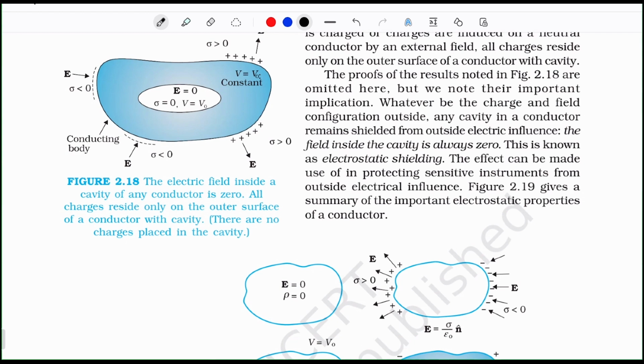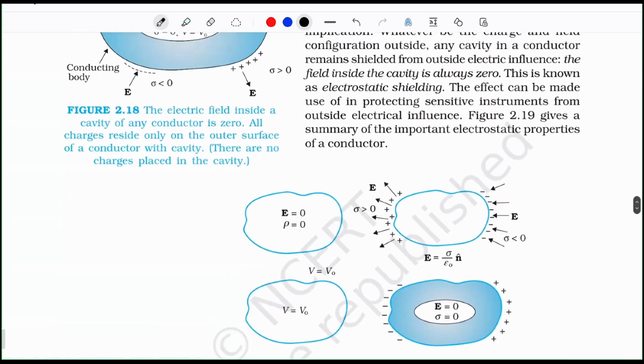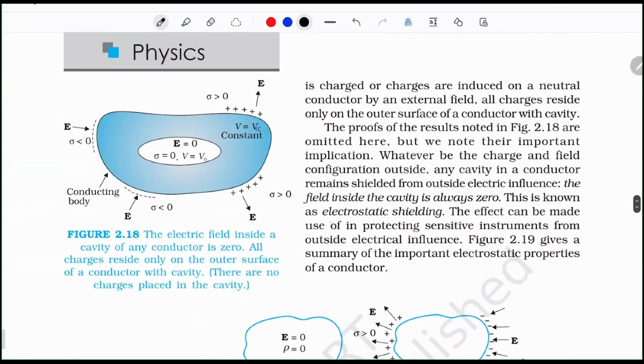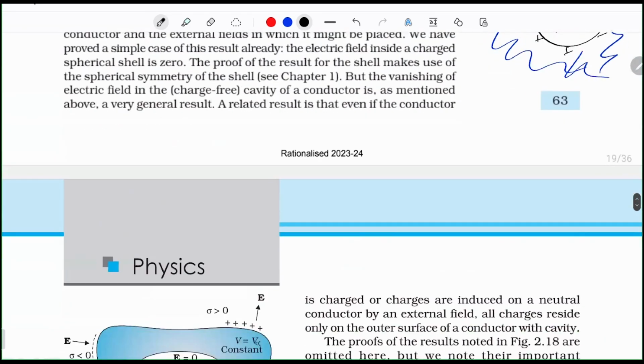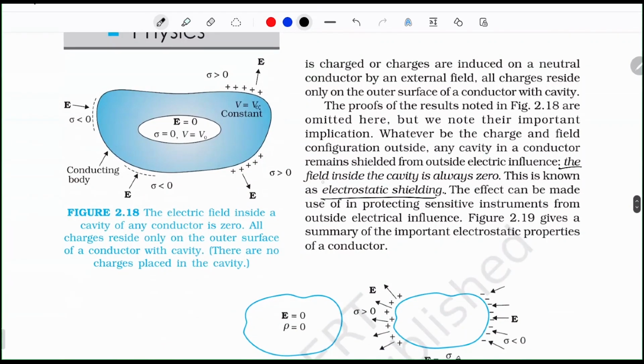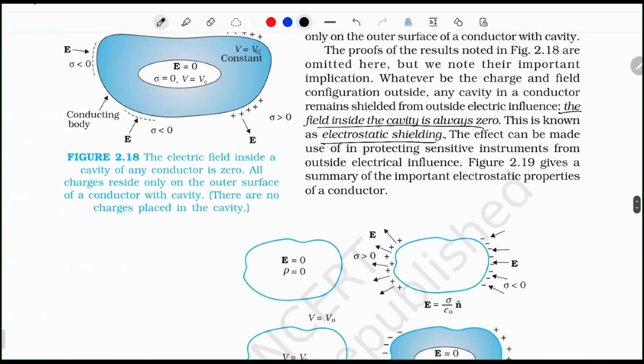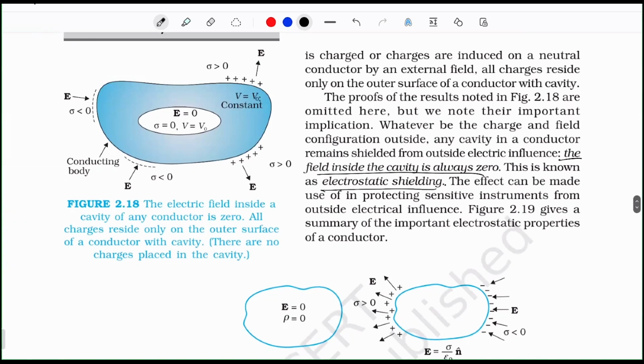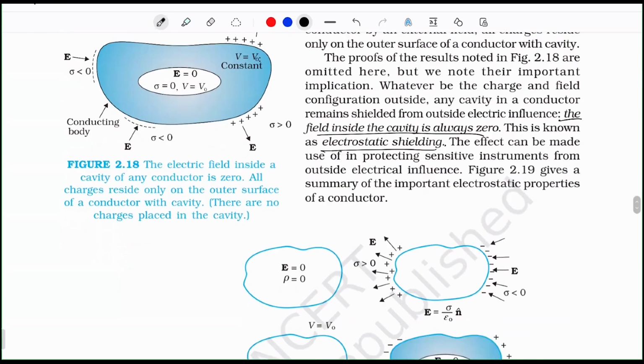So inside the cavity it's not affected by what happens outside, what the charge distribution is outside the conductor. So this is called electrostatic shielding. In other words, if there is no charge inside the cavity, then you know that the electric field is going to be zero inside the cavity. That is what the textbook is saying, and it's basically rephrasing what I'm saying. So the electric field inside the cavity is always zero as long as there is no charge inside the cavity. That is what electrostatic shielding is saying. The metal shields the cavity from the rest of the world.